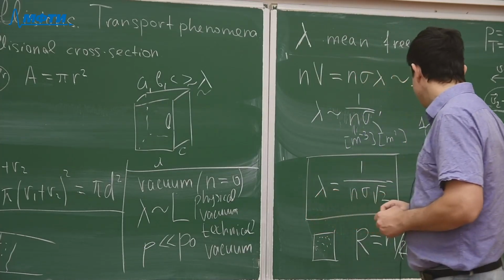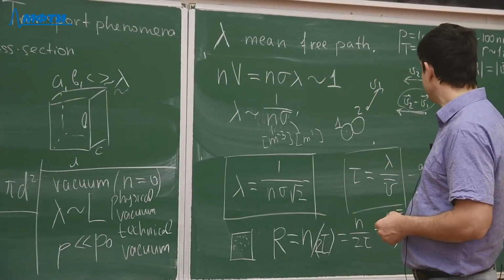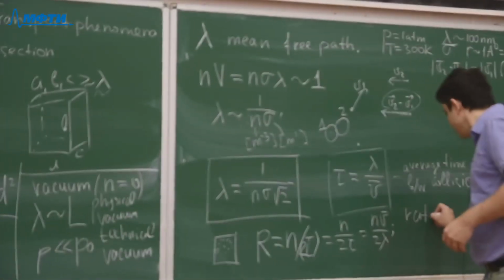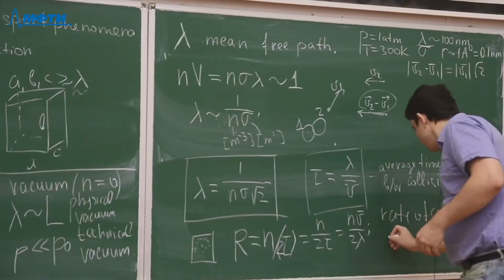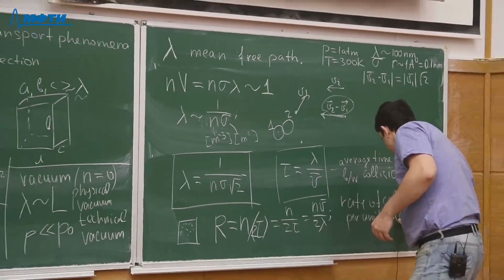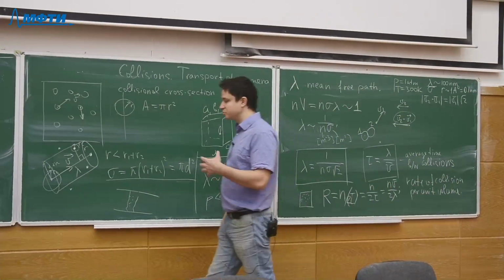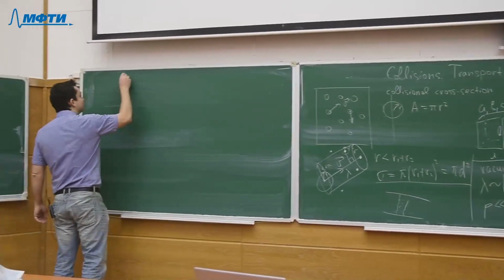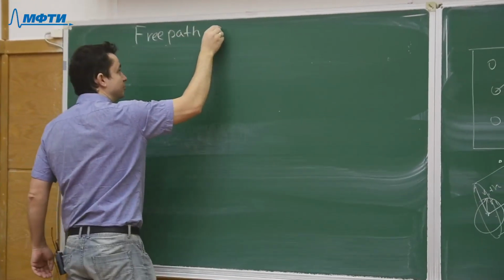What we need to do next: we have already introduced collisional cross-section, mean free path, average time between collisions, the rate of collisions per unit volume. Next, we are going to delve slightly more into the subject of the distribution of free path. So that would be a free path distribution.